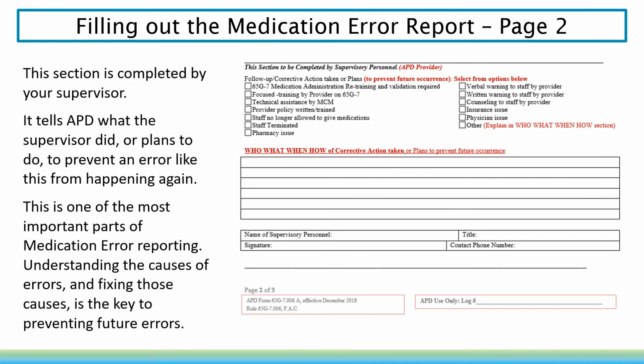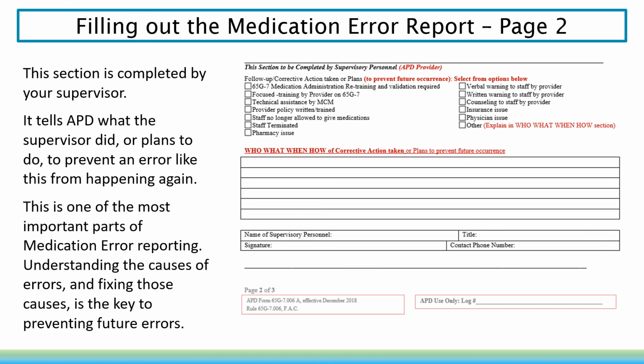Continuing on page 2, the section to be completed by supervisor personnel. This is the section that has to be completed by the APD supervisor at your facility, Evans Group Home. It tells APD what the supervisor did or plans to do to prevent an error like this from happening again. This is one of the most important parts of medication error reporting. Understanding the causes of the errors and fixing those causes is the key to preventing future errors.